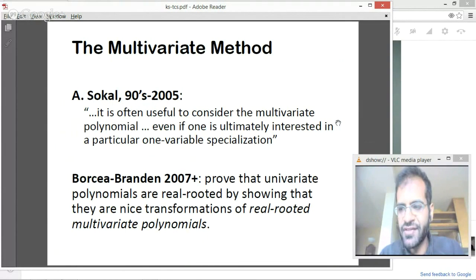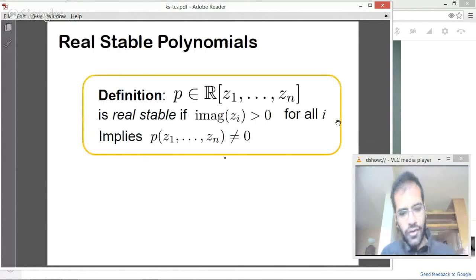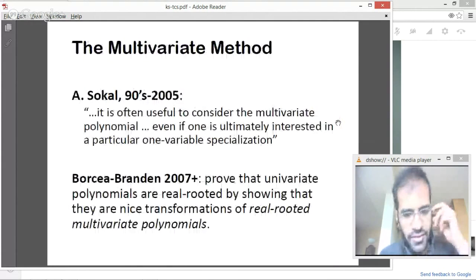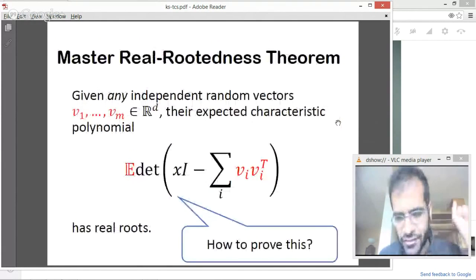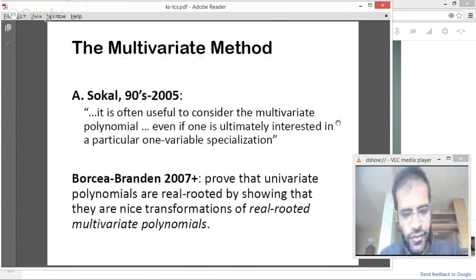The reason for this is that in multivariate polynomials, you somehow have a lot more space to move around, which will become clear in a moment. But the philosophy is: you want to prove univariate results, first prove multivariate results, and then specialize. Alan Sokal said this in one of his surveys, and then Borcea and Brändén have taken this to prove some incredible results in the last 5 or 6 years, which I'll also talk about later. So I'm going to apply this strategy. I want to prove that this polynomial has real roots, so I'm going to try to view it as some image of a multivariate polynomial.